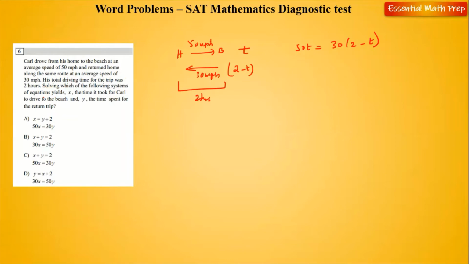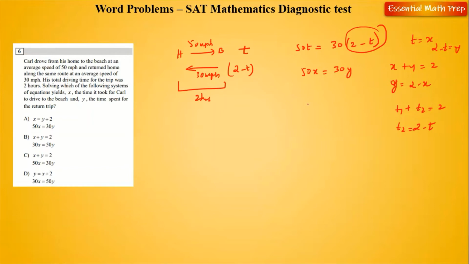The question is which of the following two equations yields this. Remember, this is what is key here, right? In other words, 50x equals 30y. And remember I said, even when I described this problem the very first time around, the total time is x plus y equals 2, right? Y equals 2 minus x, okay? So similarly, I said T1 plus T2 equals 2, T2 equals 2 minus T, right? So here we can say T is x. If T is x, then 2 minus T equals y.